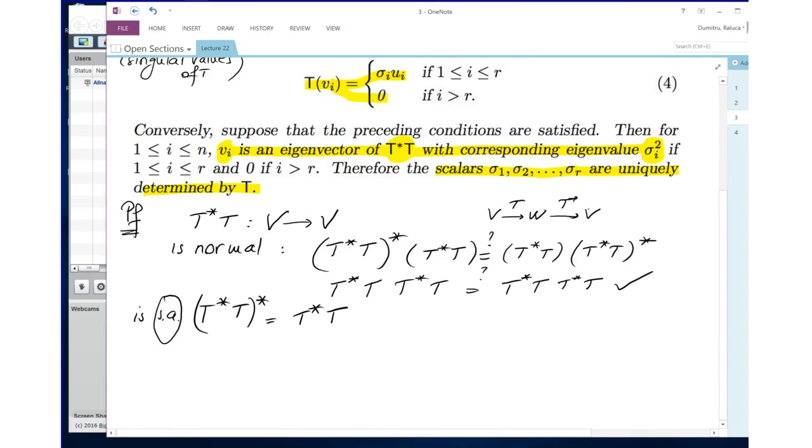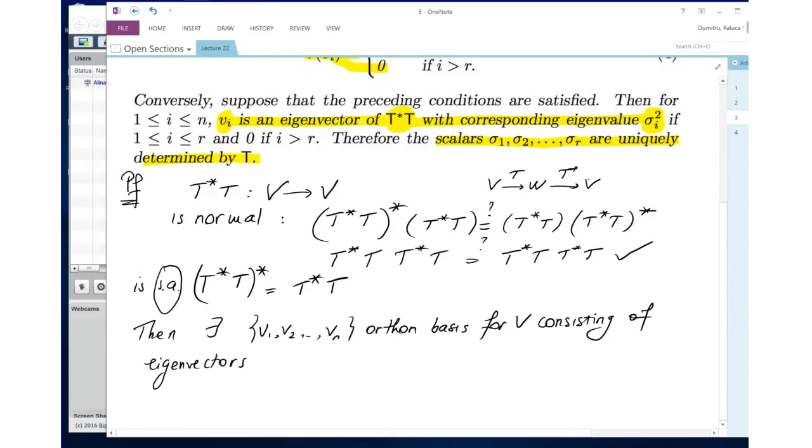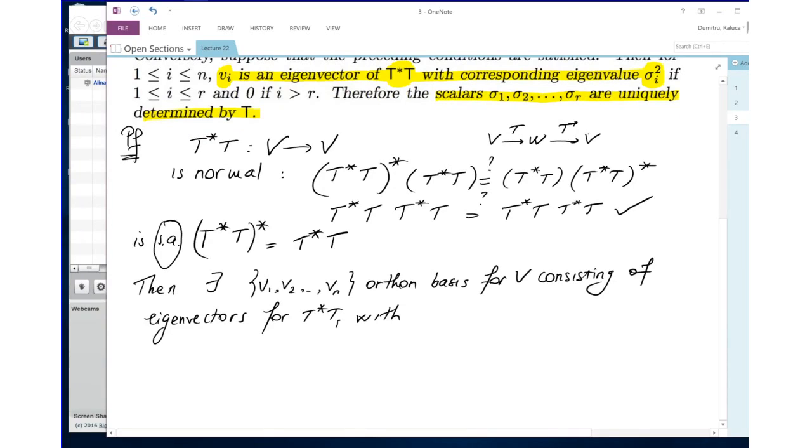So in conclusion, no matter whether V is real or complex, there exist v1, v2 through vn, an orthonormal basis for V consisting of eigenvectors for T star T. Let's say the corresponding eigenvalues are lambda 1 through lambda n, and let's put them in decreasing order.